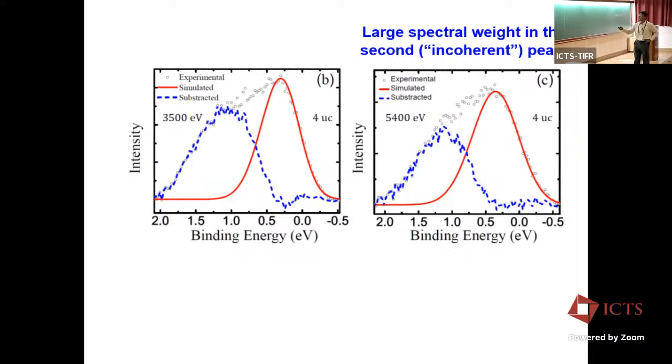And by changing the photon energy, the ratio of these two doesn't change very drastically, which means that the character of the electronic states that I'm looking at, the one tied to the interface and the one distributed throughout, are not drastically different.